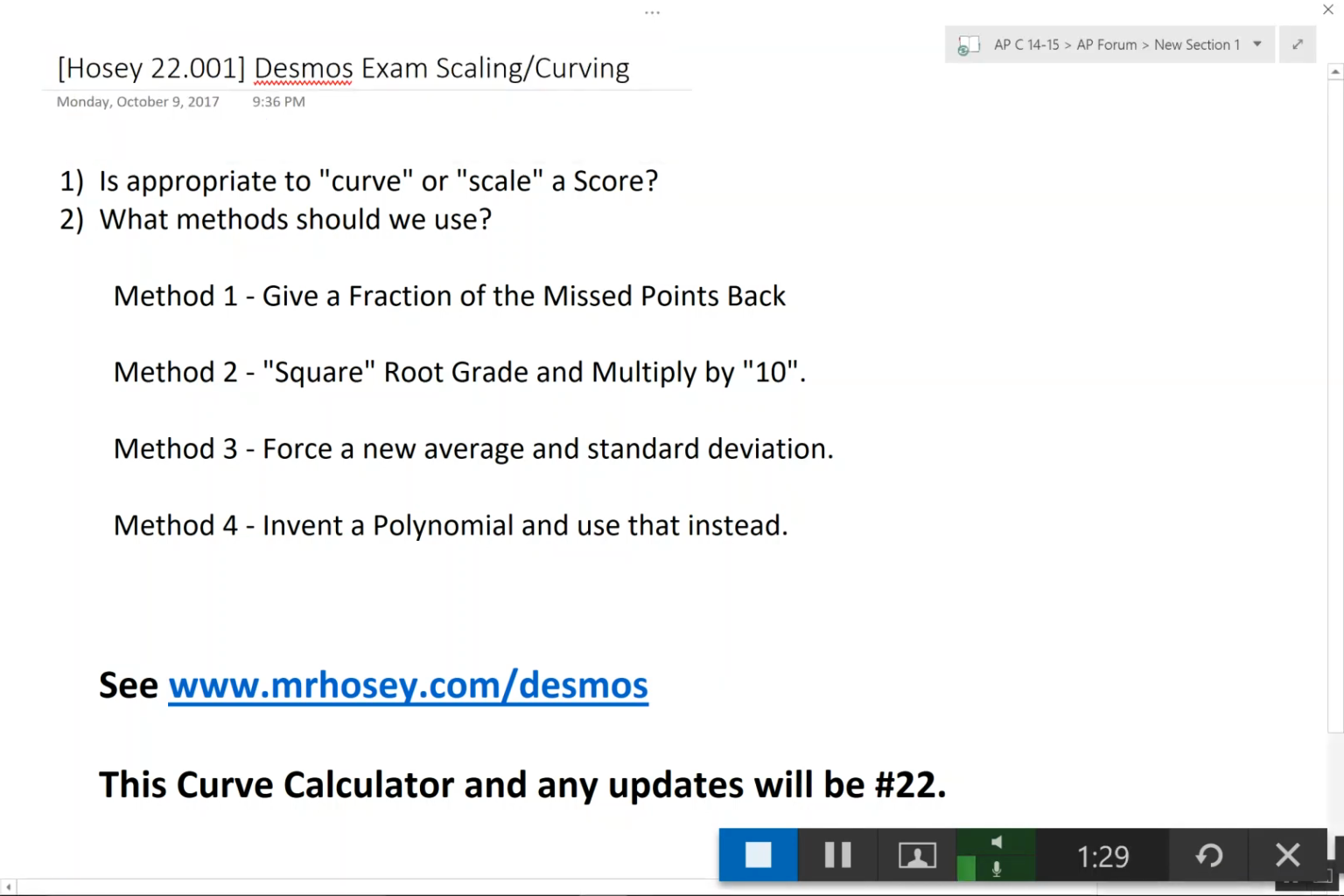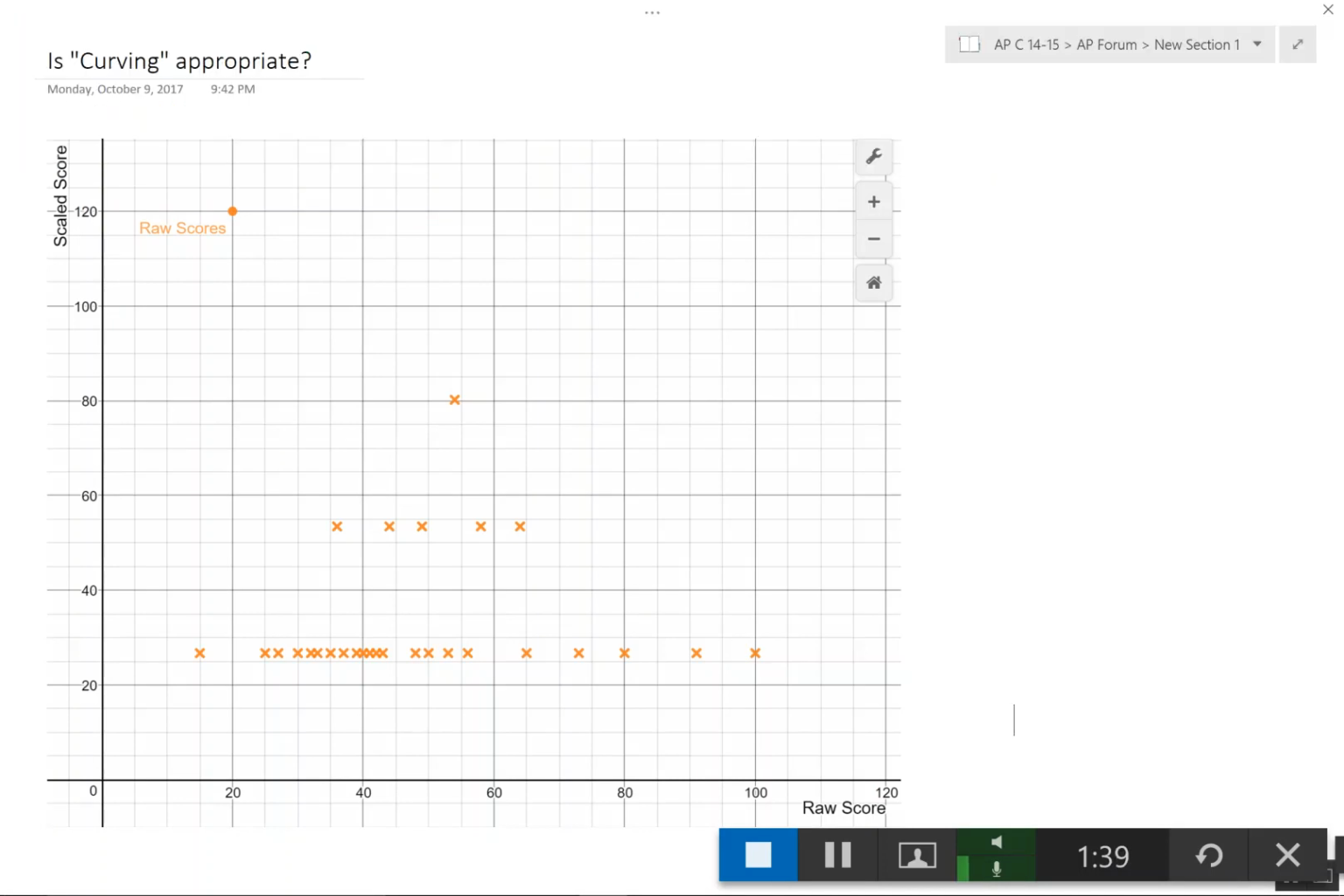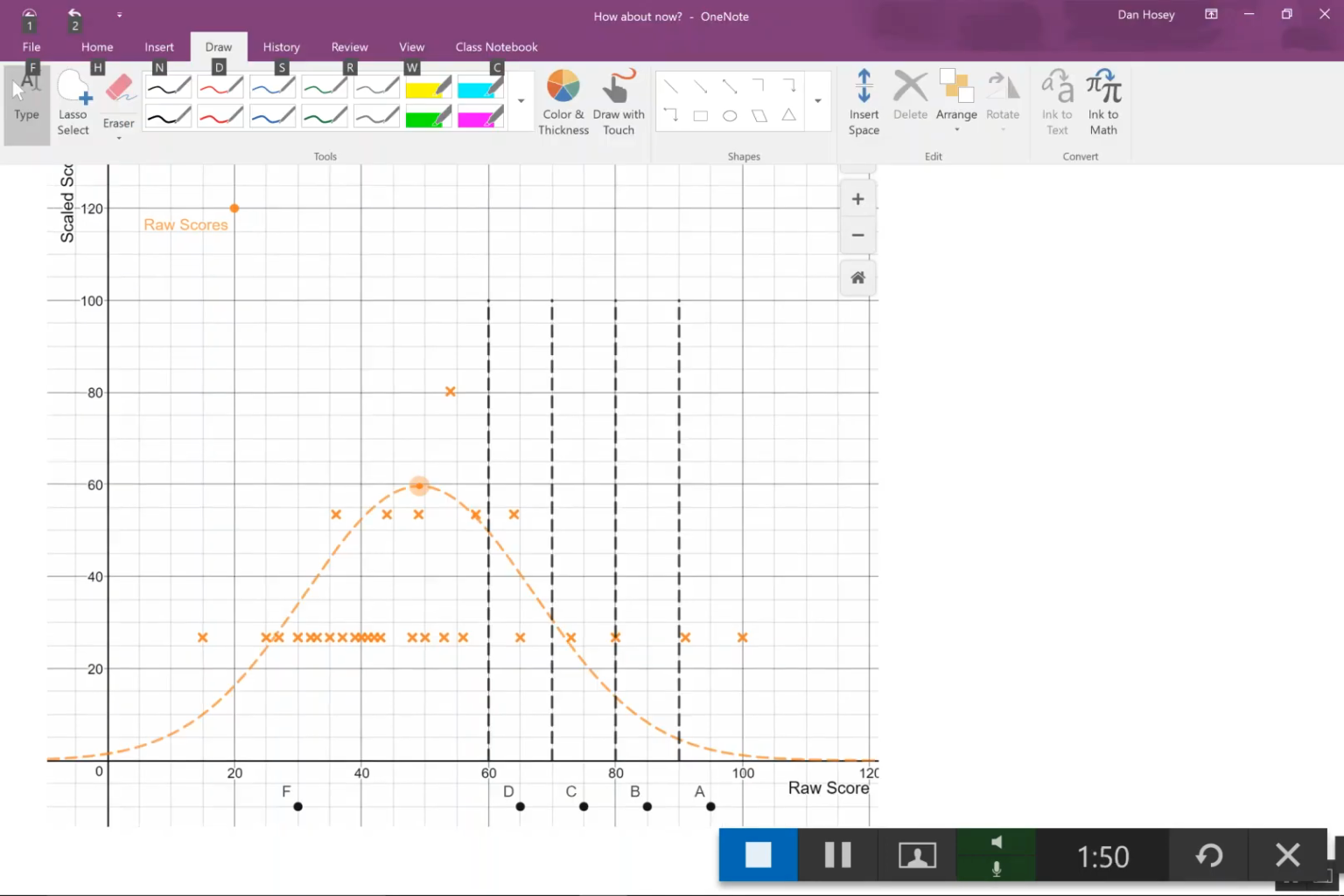I'm going to try unsuccessfully to keep this video short and not get too much into the minutia of using the Desmos. So here are 35 raw scores on the bottom and the relative frequency for 35 questions. The mean was about a 49 and the standard deviation was about an 18. Would this be fair to curve? Would you feel any differently if I drew in a bell curve corresponding to that data and the cutoffs for A, B, C, D, and the majority being an F?